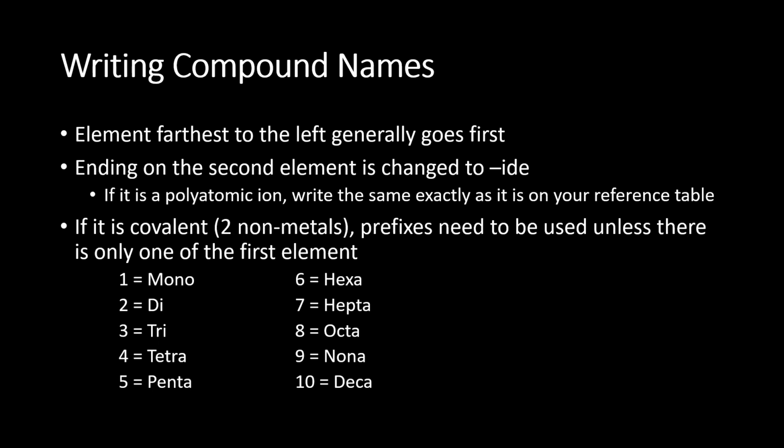Mono for 1, di for 2, tri for 3, tetra for 4, penta for 5, hexa for 6, hepta for 7, octa for 8, nona for 9, and deca for 10. Now, sometimes that last vowel is changed based on what the first letter of the element is, but we'll deal with that in just a minute when we start looking at some examples.